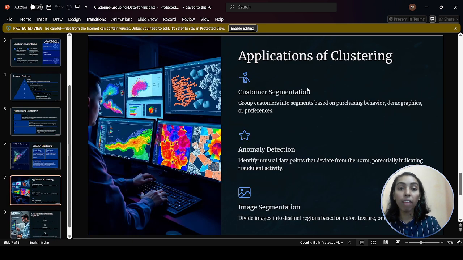Then we have applications of clustering. First, customer segmentation: group customers into segments based on purchasing behavior, demographics, or preferences. Then, anomaly detection: identify unusual data points that deviate from the norm, potentially indicating fraudulent activity. Then we have image segmentation: divide an image into distinct regions based on color, texture, or other features.